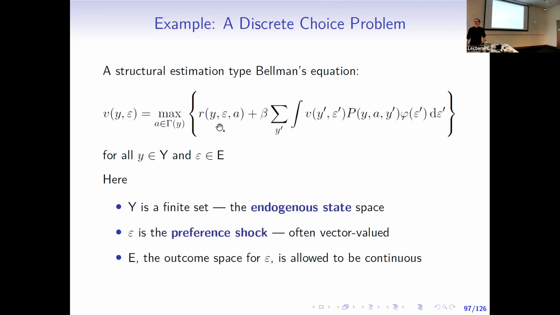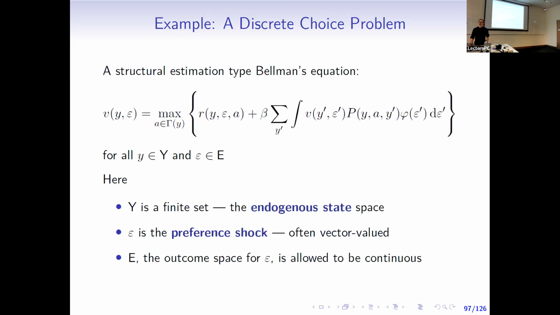So I'm breaking the state down, essentially, into two parts. One is Y, which I call the endogenous state, and the other is these random shocks, epsilon, which are IID with some distribution. And there's our Bellman equation.